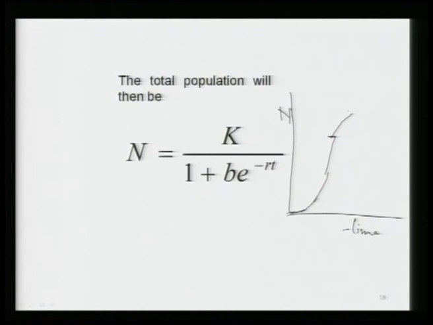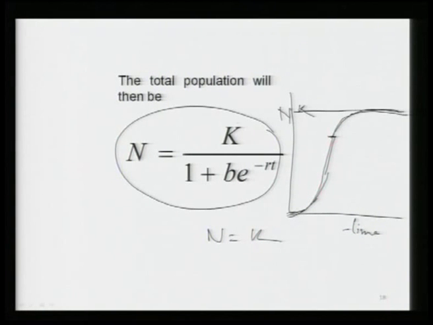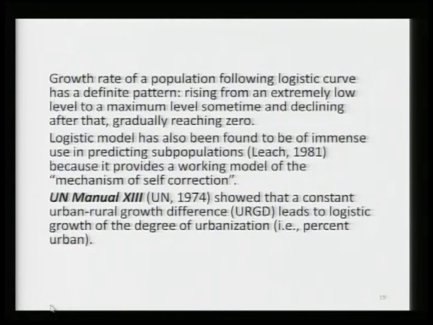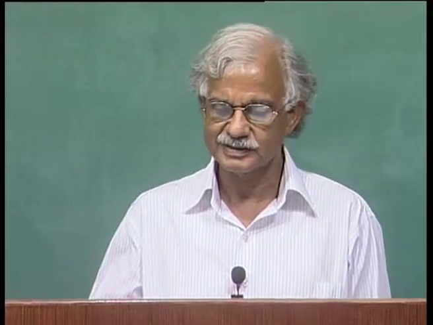So, population is growing, rate of growth is falling. And ultimately, at some point of time, when the size of population reaches k, when n equals k, the population is stabilized. Now, this kind of growth curve is very well depicted with the help of this model, which is called logistic growth model. And this logistic growth model has been found to be of immense help in forecasting of population of different countries.